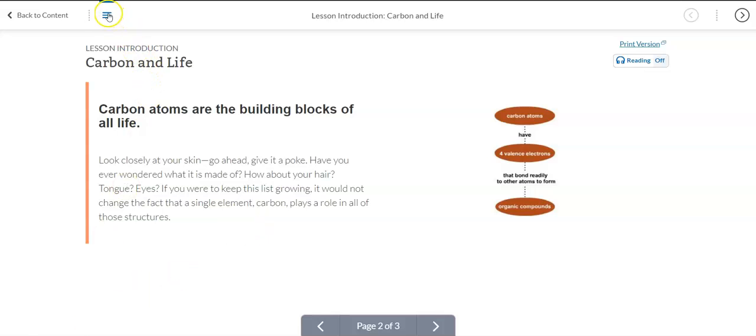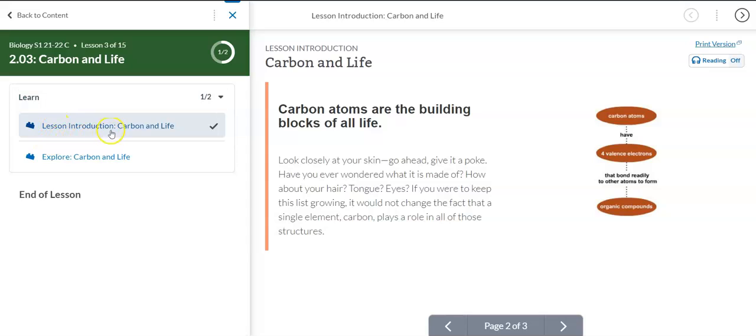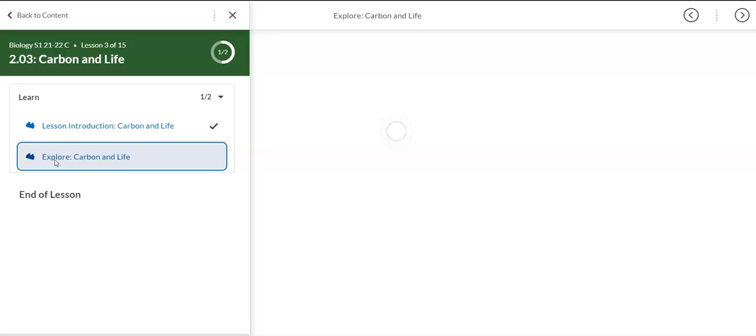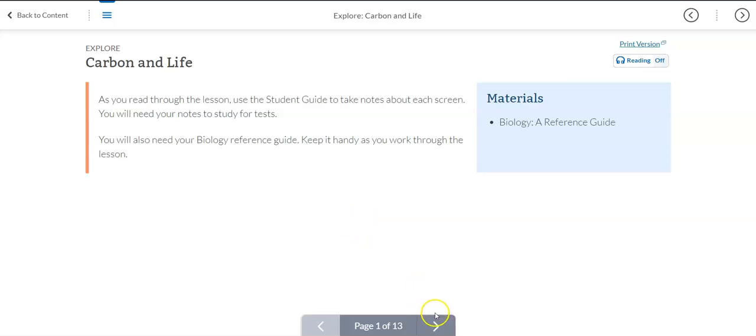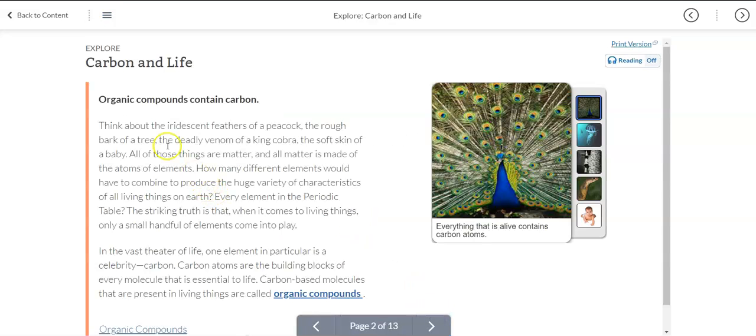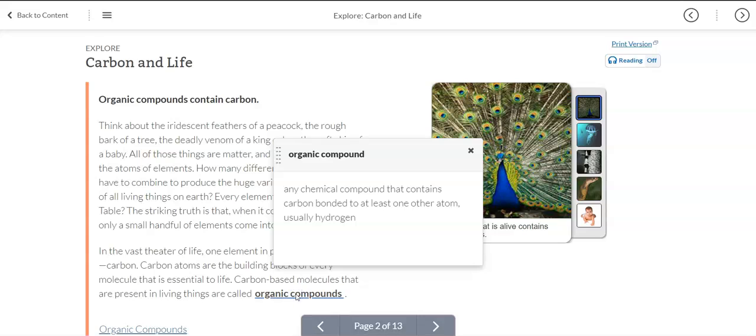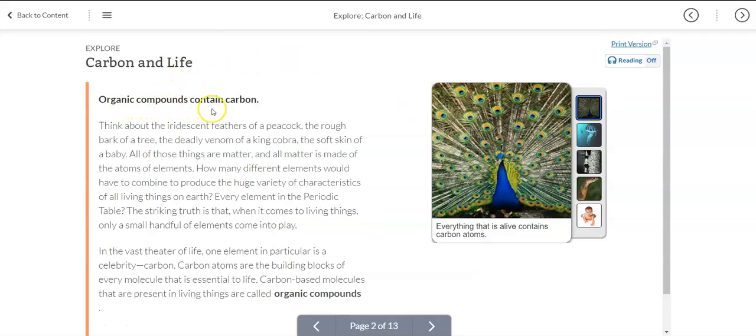So I go back up to my pancake button, and now I've finished with the lesson introduction. I'm going to click on Explore Carbon and Life, and it'll take me to page 1. Let me make the page bigger. Click on to page 2. Organic compounds contain carbon. Okay, that's great. What's an organic compound? I see a link down here. I'm going to click on it. It says an organic compound is any chemical compound that contains carbon bonded to at least 1 other atom, usually hydrogen. Okay, so organic compounds contain carbon.